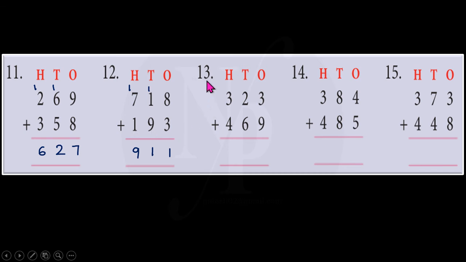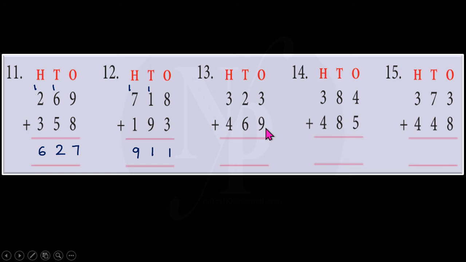Coming to question number 13, here we have 323 plus 469. Let us add the digits in ones column. So 3 plus 9 is 12. For such addition, if required, you may use your fingers or you can draw the standing lines and count, whichever is convenient for you, until you learn to add in your mind. So, on adding 3 and 9, you will get 12.